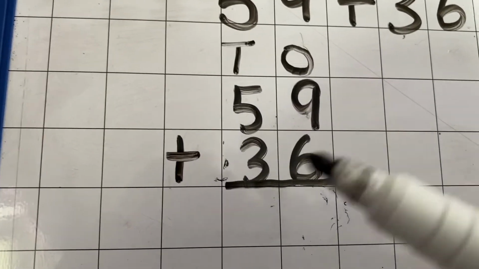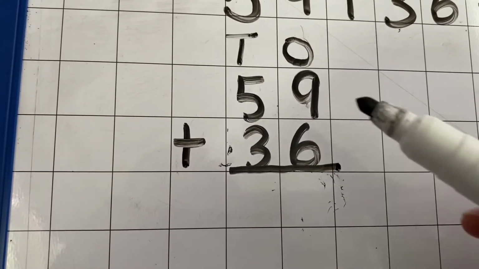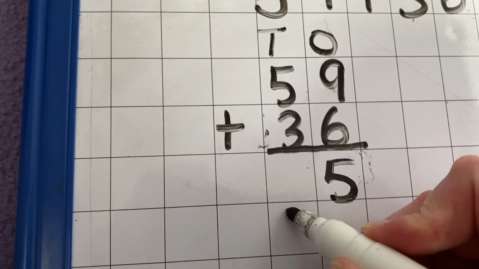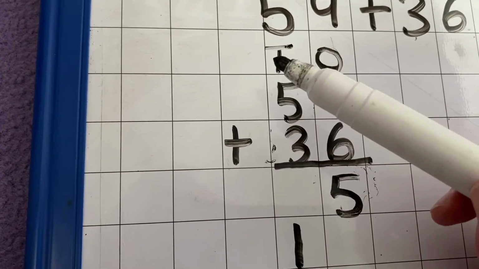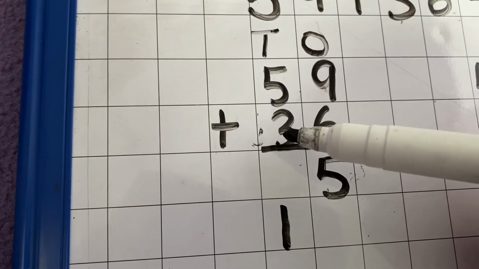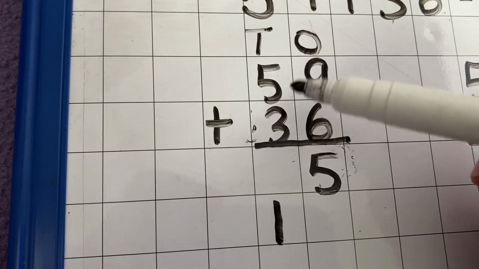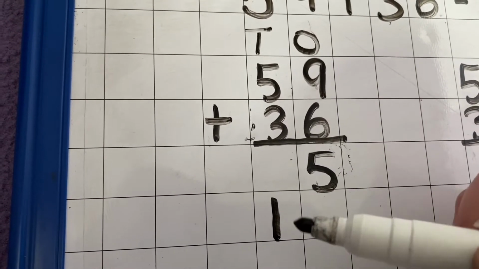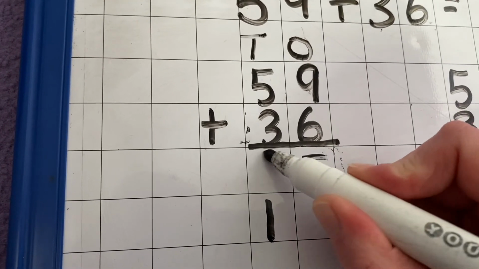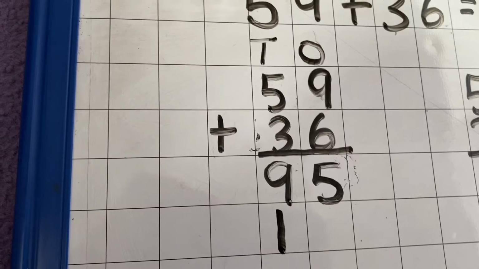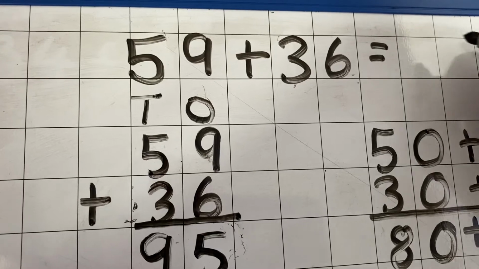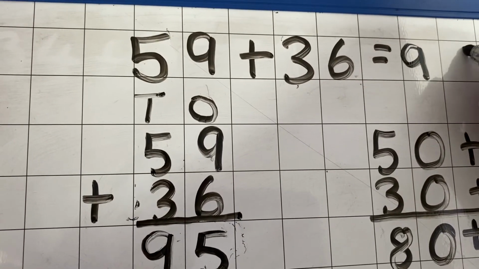Here we have 59 add 36. 9 add 6 is 15. So I know that my 5 ones will go here. However, I will need to regroup by exchanging the 10 under here and moving it to the tens column. So now I have 5 tens, add 3 tens, add 1 ten. 50, add 30, add 10. 50 add 30 is 80, add the extra 10 is 90, making our answer 95. Therefore, 59 add 36 is 95.